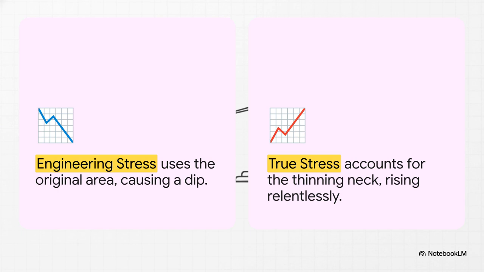On a standard curve, we plot engineering stress, which calculates stress based on the original thickness of the material. And because of that, the curve actually dips downward during necking, making it look like the material is somehow getting weaker. But that's an illusion. If we plot true stress, which accounts for the continuously thinning neck of the material, the curve goes up and up. The actual localized stress on our stretching taffy is rising relentlessly until the very end.